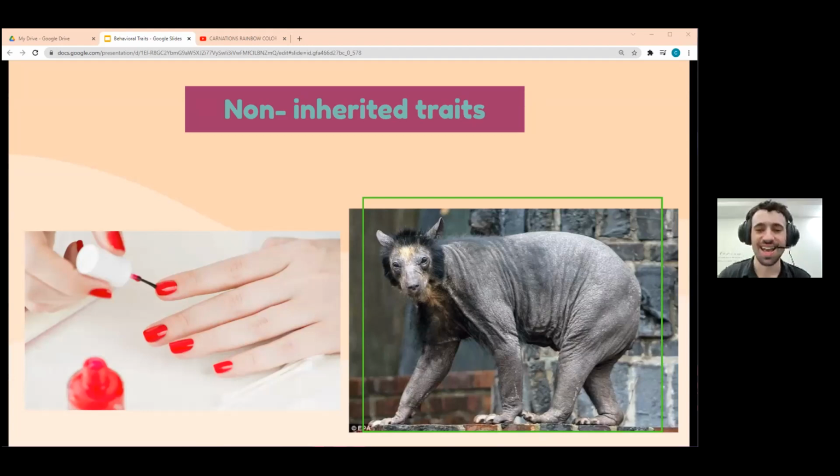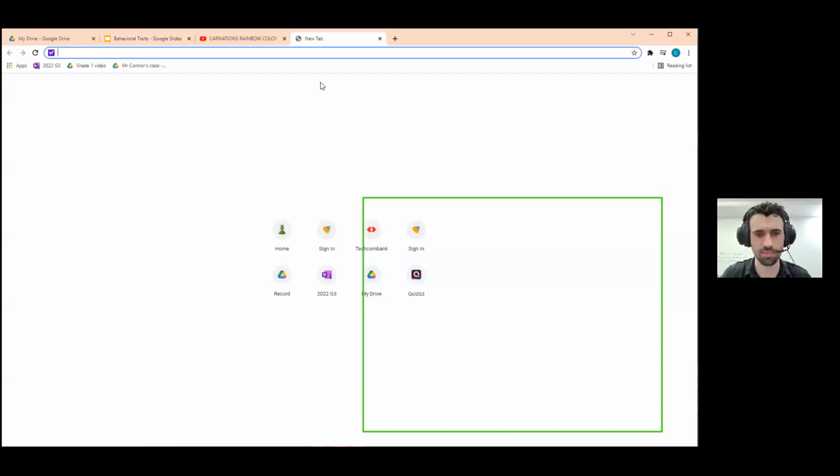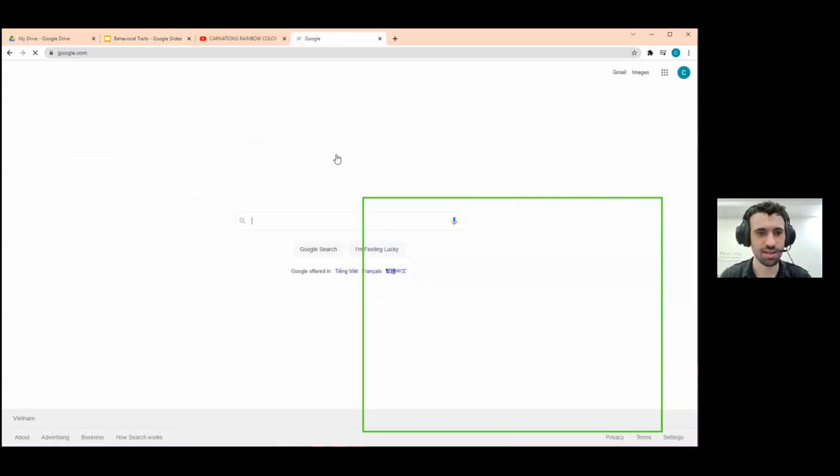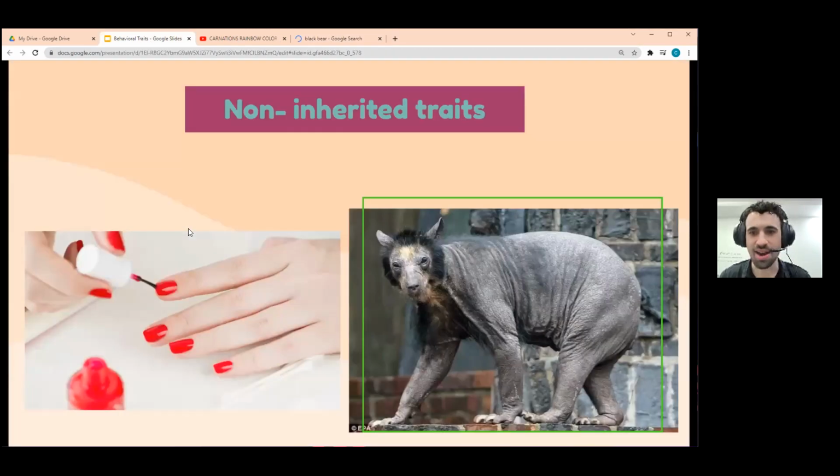So guys, this is a bear. This is a bear with no fur. This is what a black bear looks like with no fur. I know everyone knows what a bear is. I'll show you guys a black bear. But this is one without any hair. Thankfully, they have hair in the wild because they look very scary without their hair.